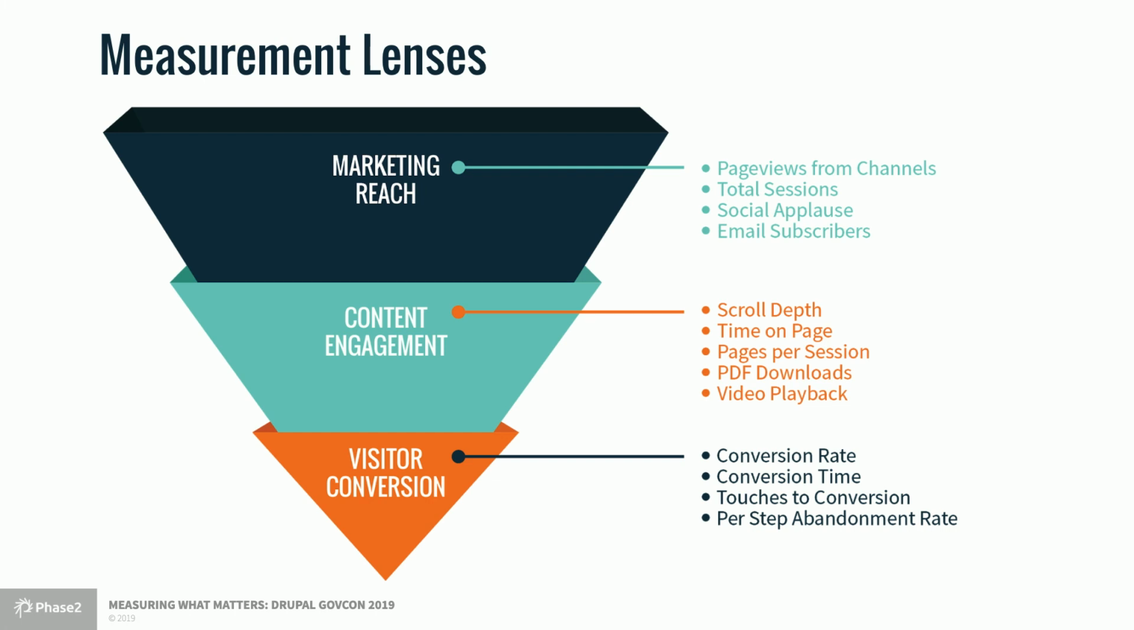As we're thinking about different kinds of KPIs, we want to look at different measurement lenses, basically things that take place throughout the engagement lifecycle, the engagement funnel, thinking about marketing reach. So that might be page views from different channels, where people are coming in from Facebook or email, how much social applause you're getting, versus content engagement. So marketing reach is about getting people into your experience. Content engagement is about how they are actually engaging with the content on the site. And then, of course, visitor conversion is trying to understand, are they taking the positive actions that you want them to take?